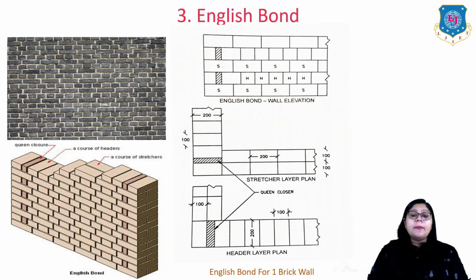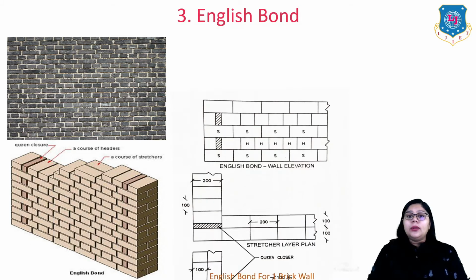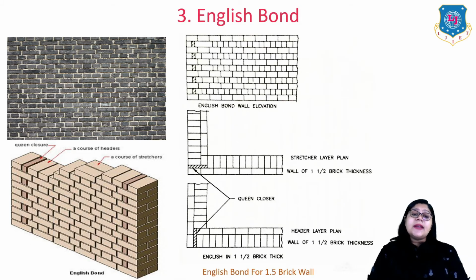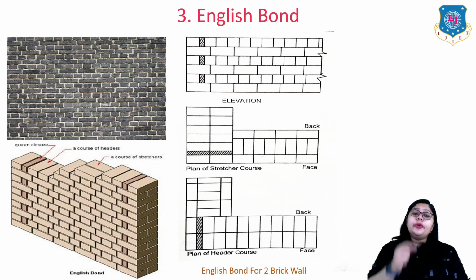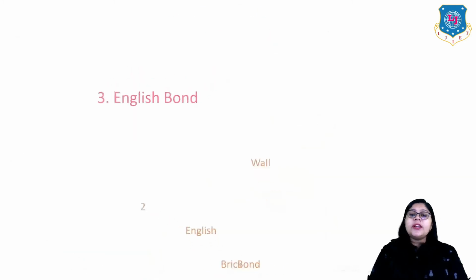Here you can see an example of English bond for a one brick wall. This is the example of a 1.5 brick wall. And this is the example of a 2 brick wall. But the concept is the same. Only the thickness changes.